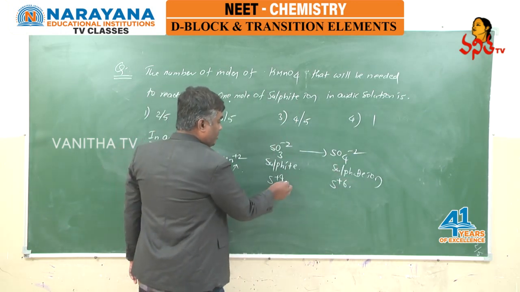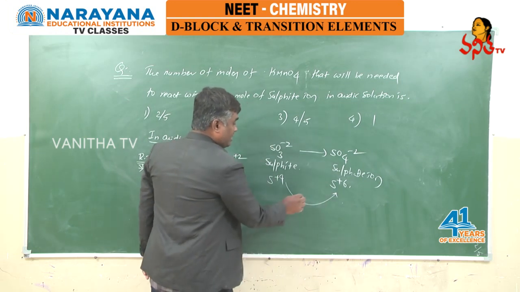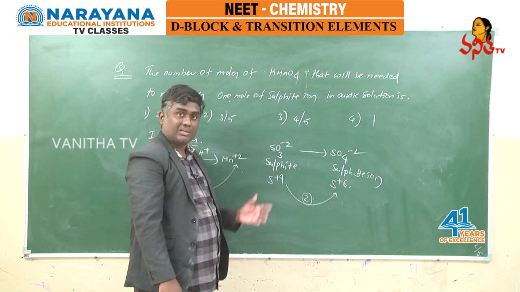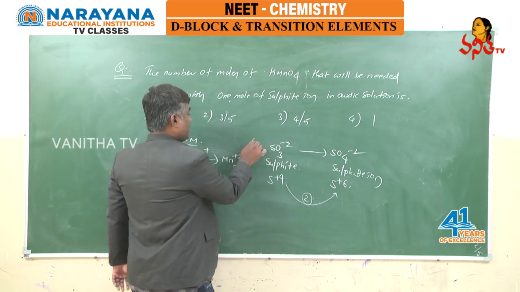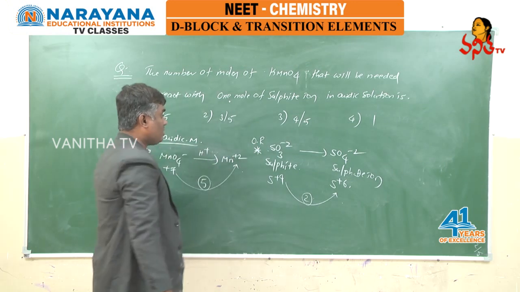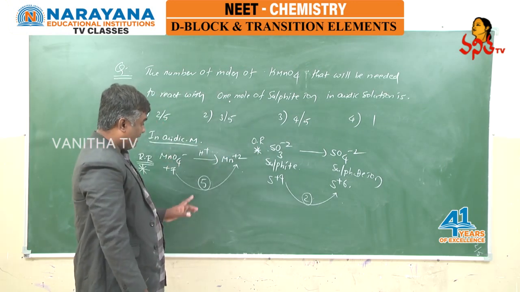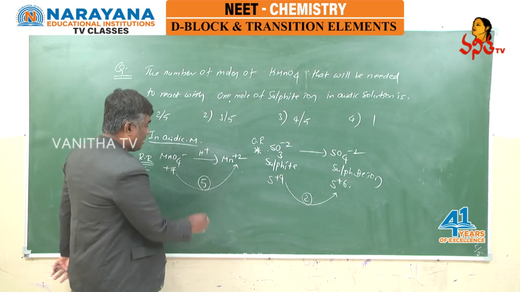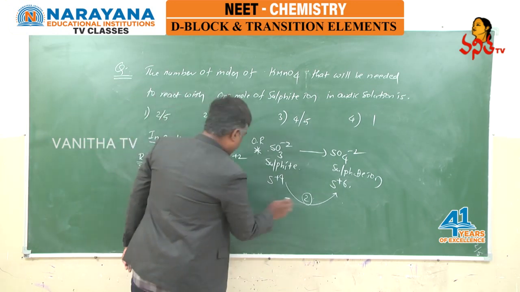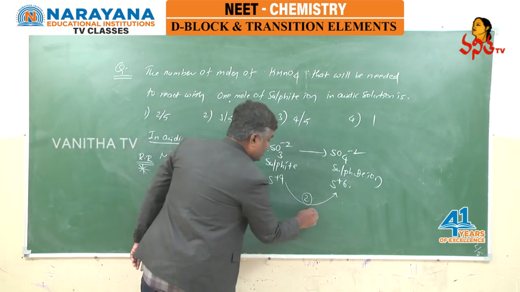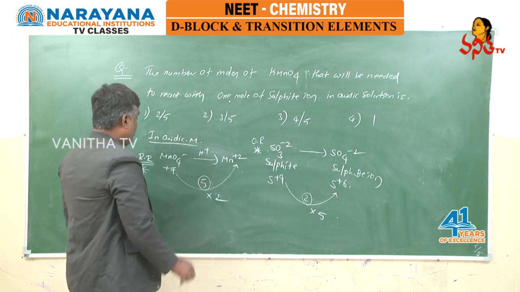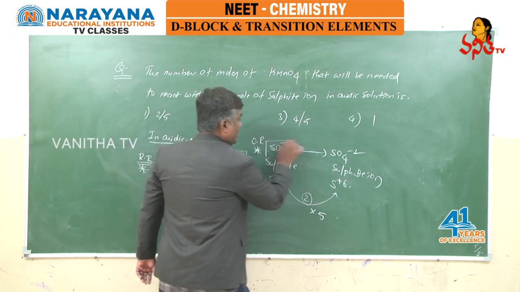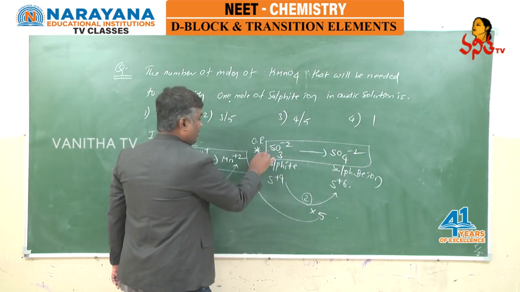And here +4 is becoming +6, and the change in the oxidation number is 2. And you know one more thing: +4 becoming +6 means the oxidation number is increased. So this is our oxidation reaction. What we have to do is make the changes in oxidation number equal in both the reduction and oxidation reactions. For that purpose, multiply the reduction reaction with 2 and the oxidation reaction with 5, right?